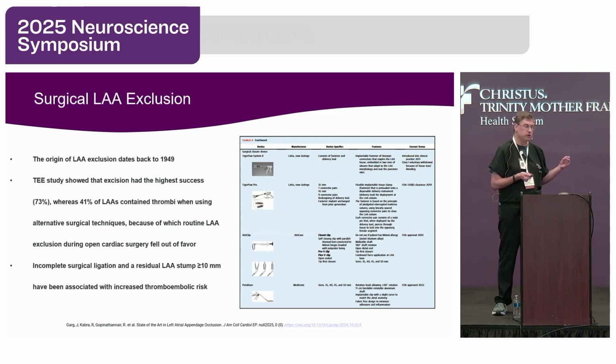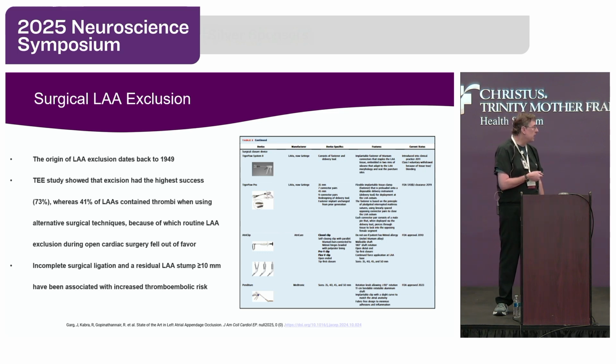There's a challenge: if you close the left atrial appendage and incompletely close it, it actually becomes a higher risk for stroke. Or if you leave a large gap between the base of the appendage and where you closed it, you basically have a new appendage that may also put you at risk for stroke.